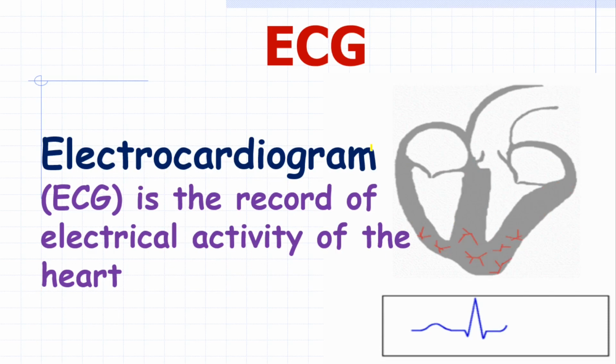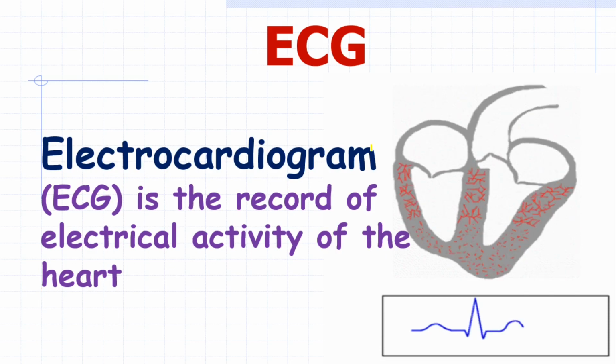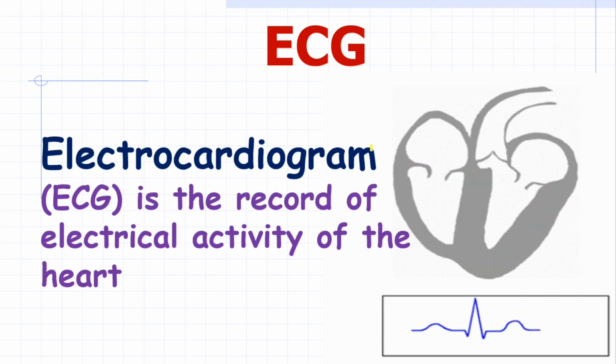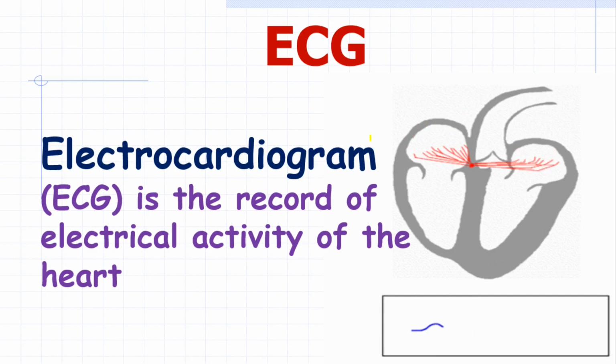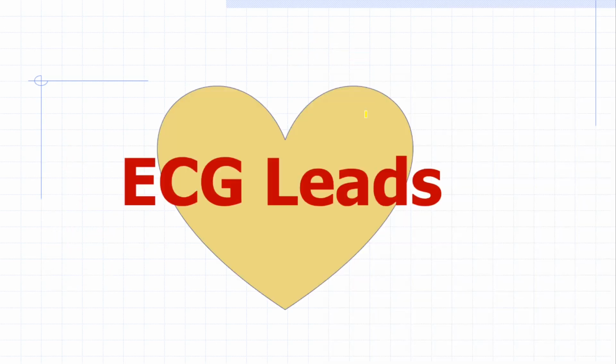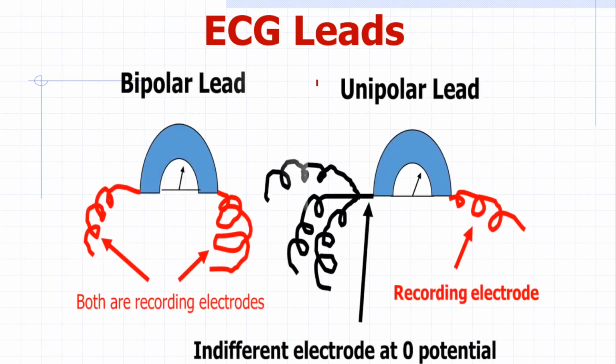So in this class we are going to see only the leads of the ECG. In subsequent videos we will see the waves, intervals and segments of the ECG. So let us move down to the ECG leads. Now if we see the ECG leads, there are two main types: one is bipolar leads, another one is unipolar leads.